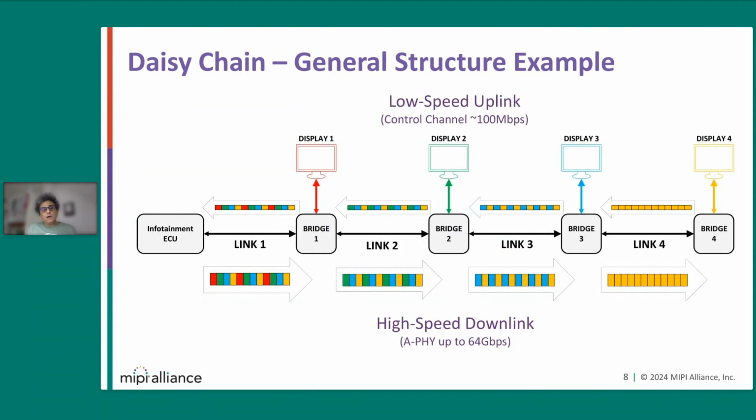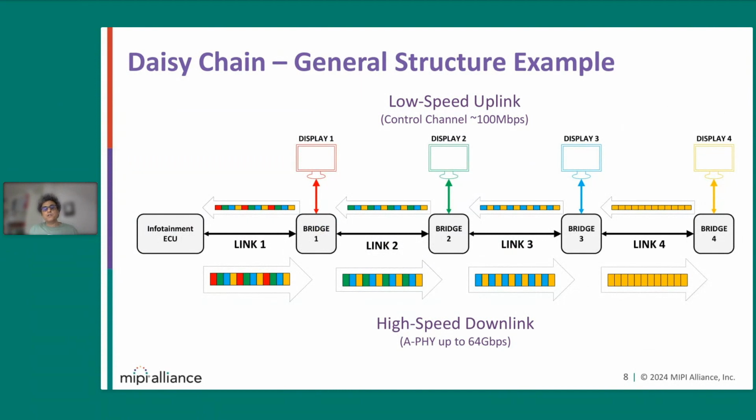And then on the link to the bridge number 1, all the image data, the pixel data and the control data to all the displays, in this example 4 displays in the chain, are communicated on link 1. And bridge 1 takes only the data for display 1 and gives it to display 1, and forwards all the other data for the other displays to the next link, and so on.